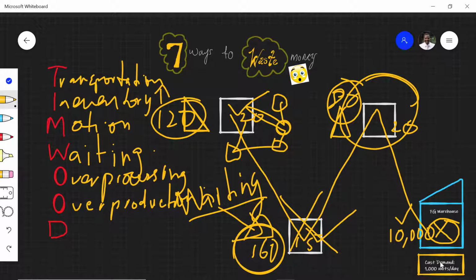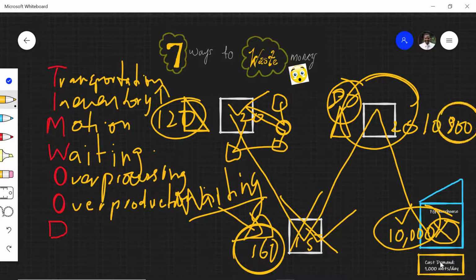Now, the last waste is what we call defects. You produce 10,000 pieces, but before coming to 10,000 pieces, you may have found out that this operation actually produced 10,800 pieces. But what happened to the other 800 pieces? The 800 pieces actually were defects which had to be thrown away, wasted money. This is what we call defects or even reworks.